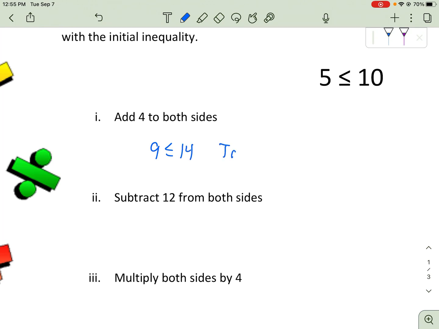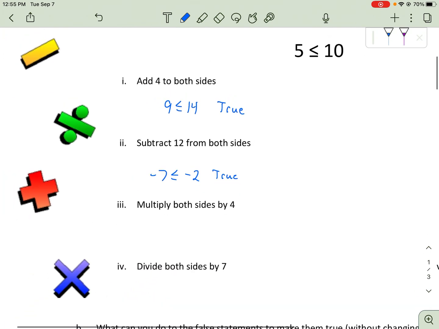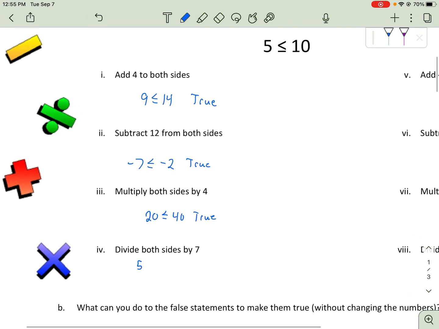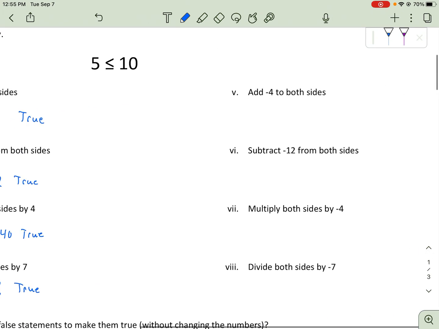This is true. Subtract 12 from both sides, and you're going to get negative 7 is less than or equal to negative 2. Also true. Multiply both sides by 4, and you get 20 is less than or equal to 40. True. And divide both sides by 7, you get 5/7 is less than or equal to 10/7, which is true. Coming over here, add negative 4 to both sides, so you get 1 is less than or equal to 6, which is true. Subtract negative 12, which is the same thing as adding 12, so you get 17 is less than or equal to 22, which is true.